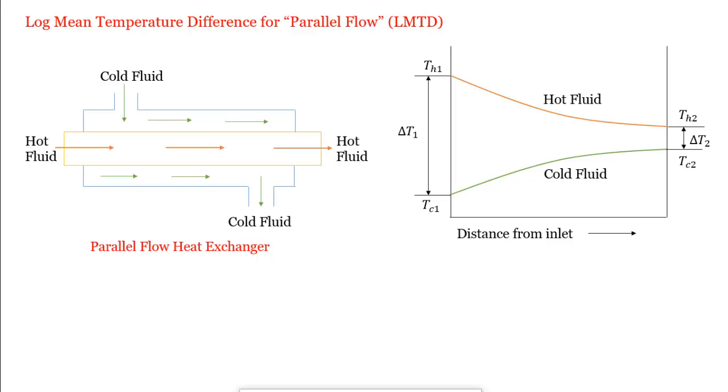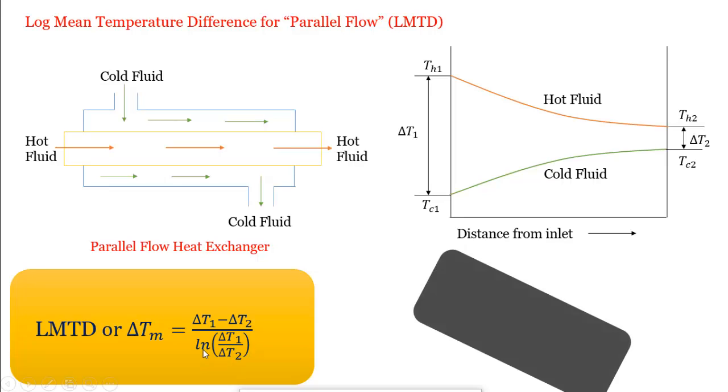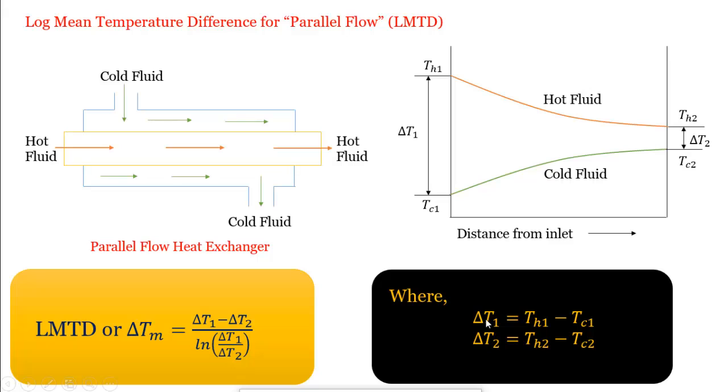Now how do we find the log mean temperature difference? The formula for the log mean temperature difference, LMTD or delta Tm, is equal to delta T1 minus delta T2 upon ln of delta T1 upon delta T2. This means we first find delta T1 and then delta T2, subtract them and put the ratio in the log, and we get the answer. Here delta T1 will be TH1 minus TC1, and delta T2 equals TH2 minus TC2.